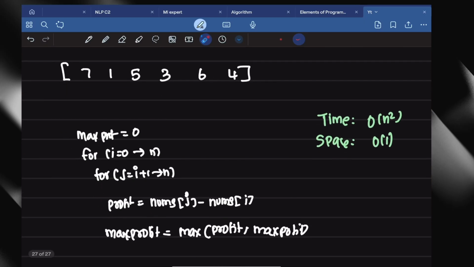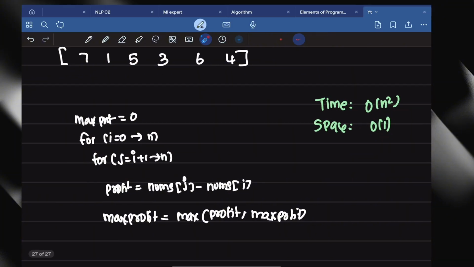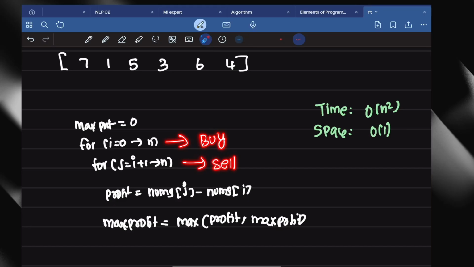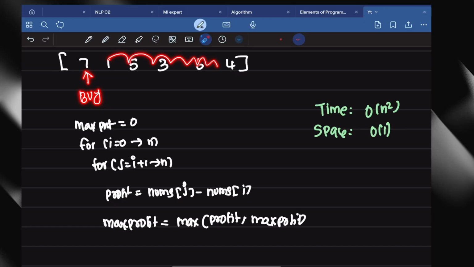In the brute force solution, as always, we are going to have two loops. One will go from 0 till the end, and the j pointer will go from i plus 1 till the end. The i pointer indicates the buying time, and the j pointer indicates the selling time. Initially we'll be at this position, so this is the buy state, and the j pointer will start from here and move along, and we'll compute the profit.